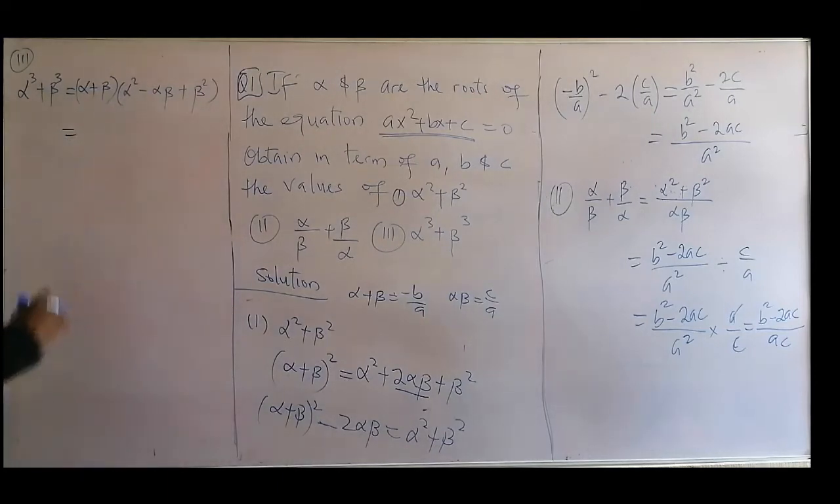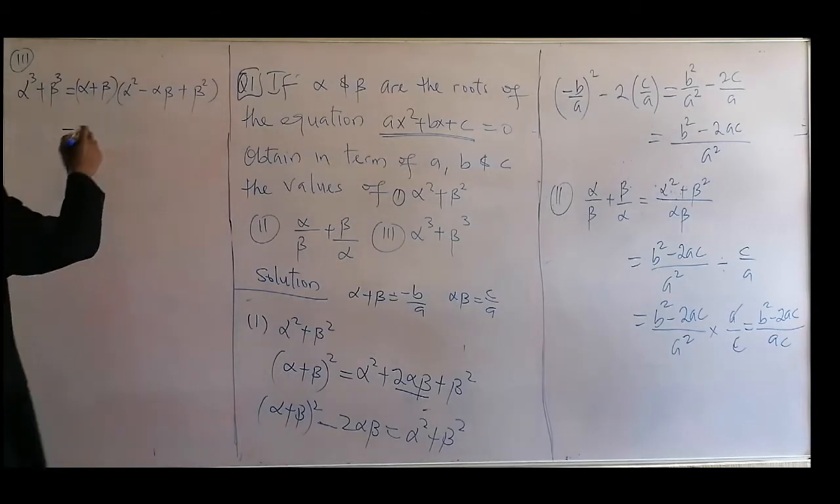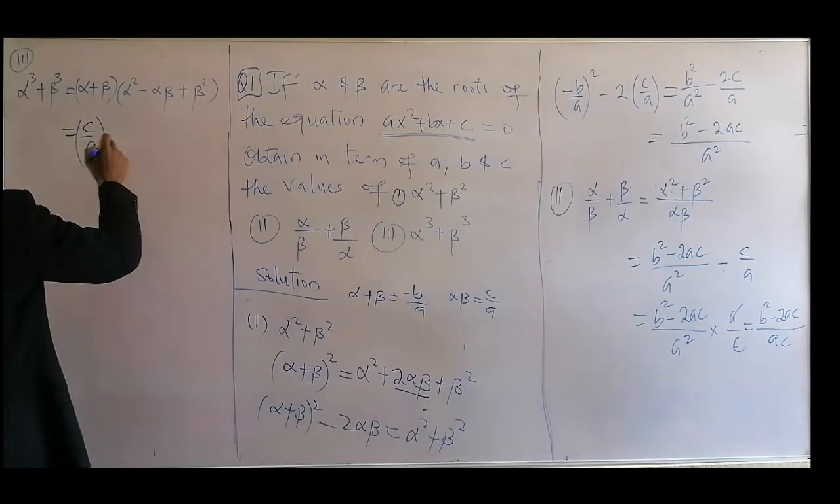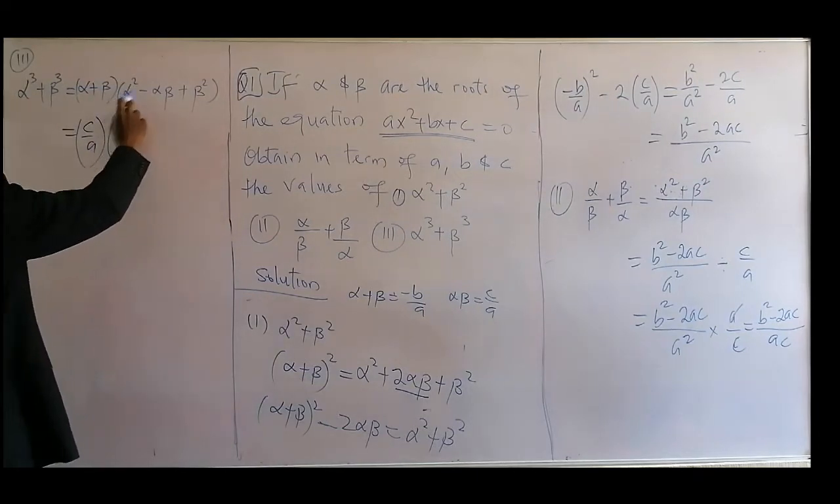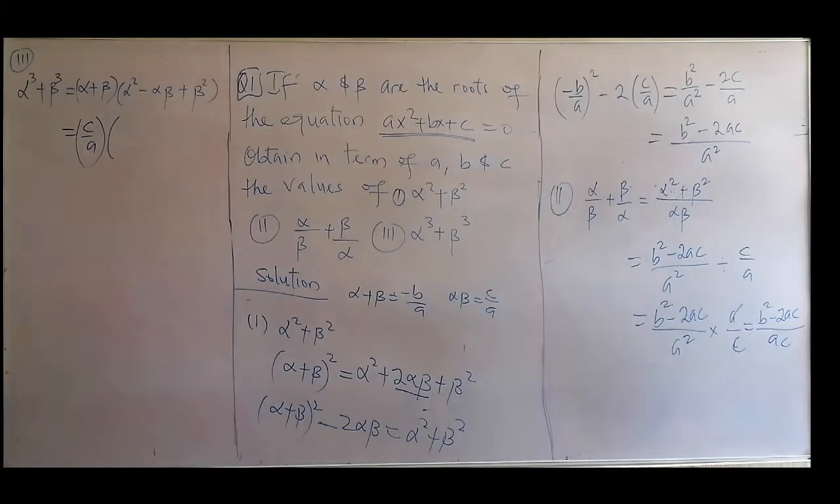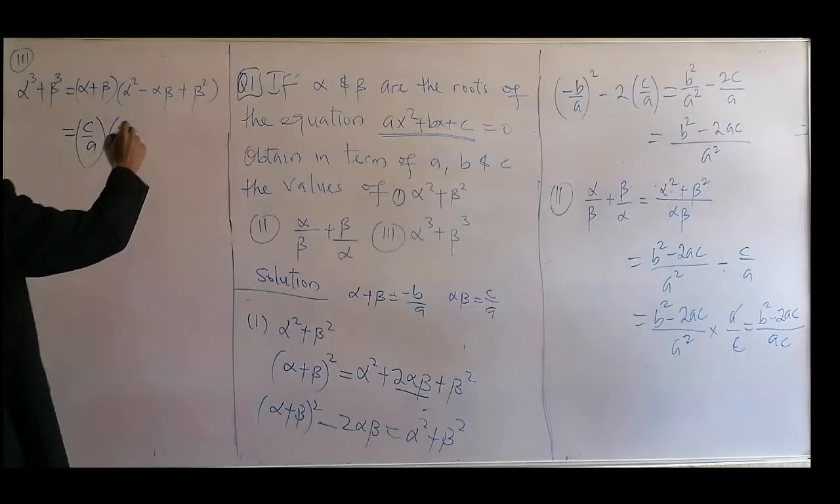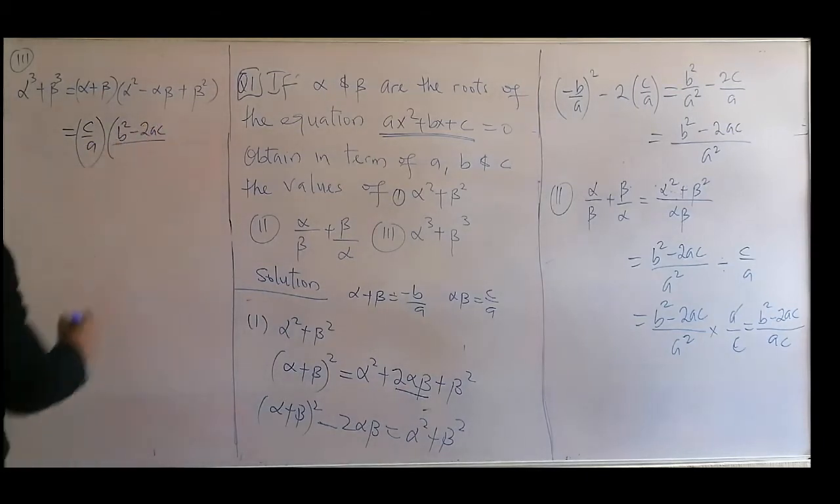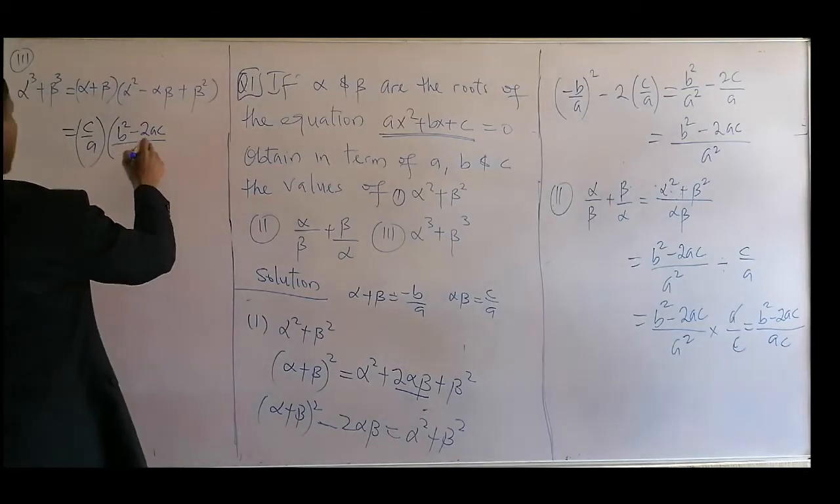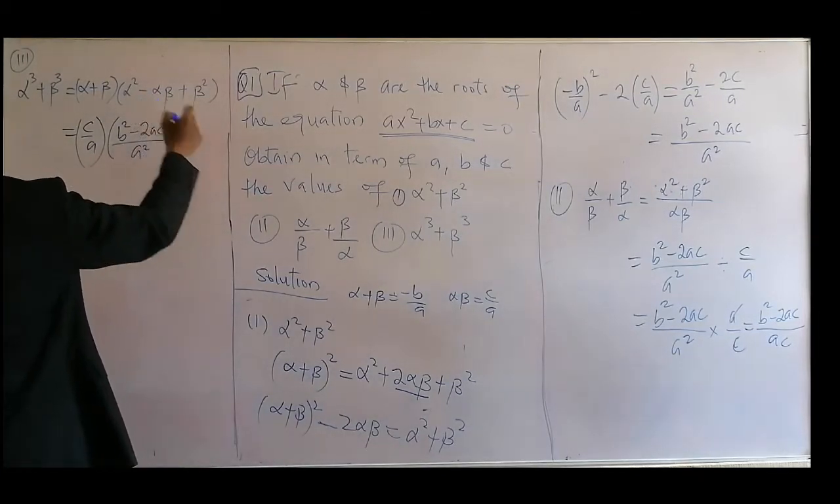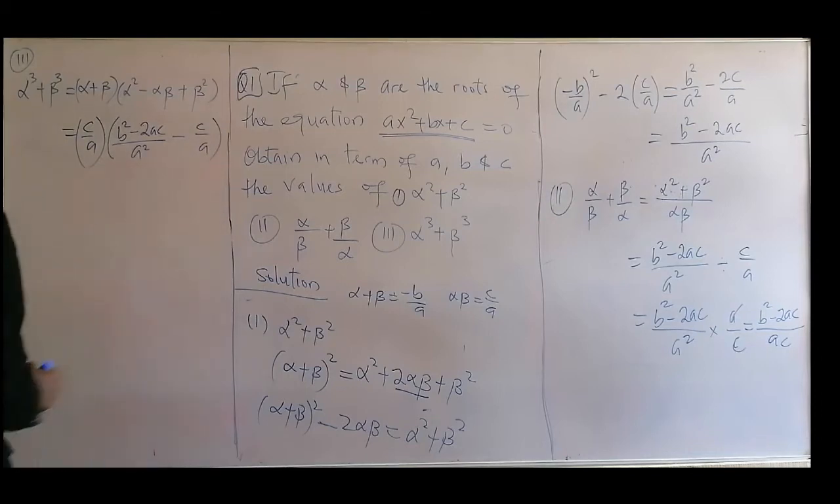I have the value, which is alpha plus beta, that's c over a, into bracket, alpha square plus beta square. We have the value, alpha square plus beta square, that's b square minus 2ac all over a square, then minus alpha beta, c over a. So that's that on that aspect.